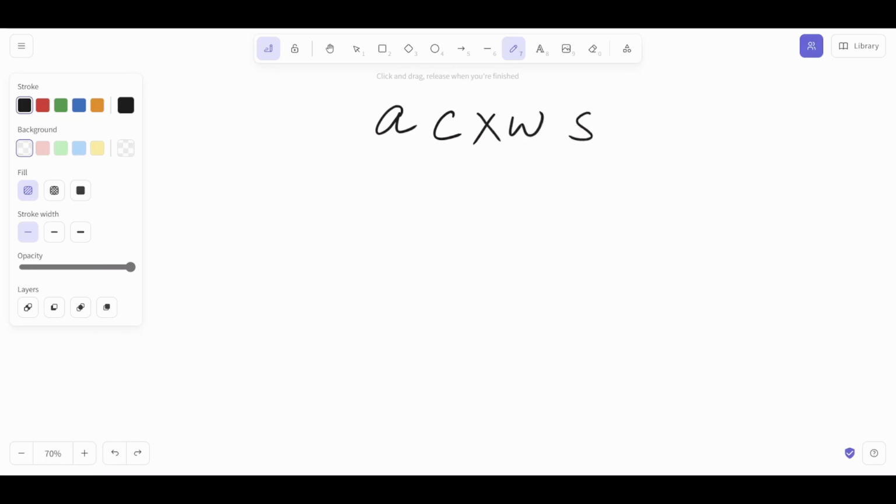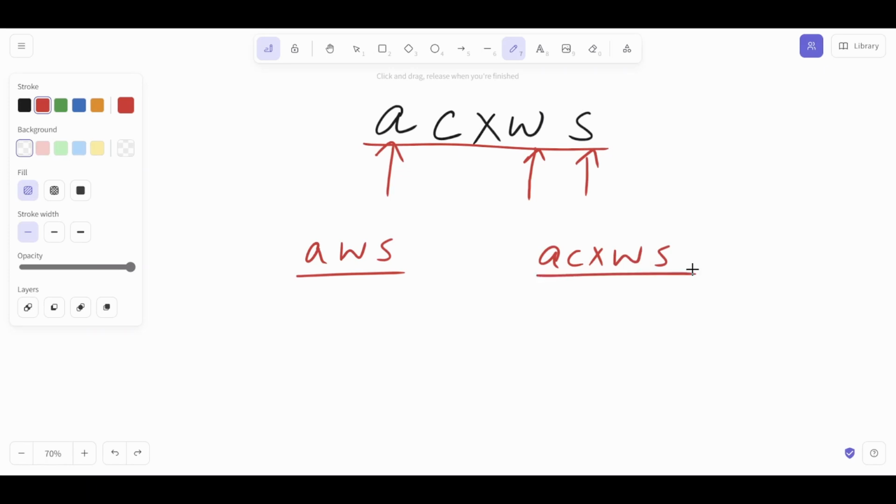ACXWS. Then if I choose these characters A, W and S, so AWS will become a subsequence. The original string ACXWS is also a subsequence. Like we have to remove 0 or more characters. So here I am removing 0 characters.